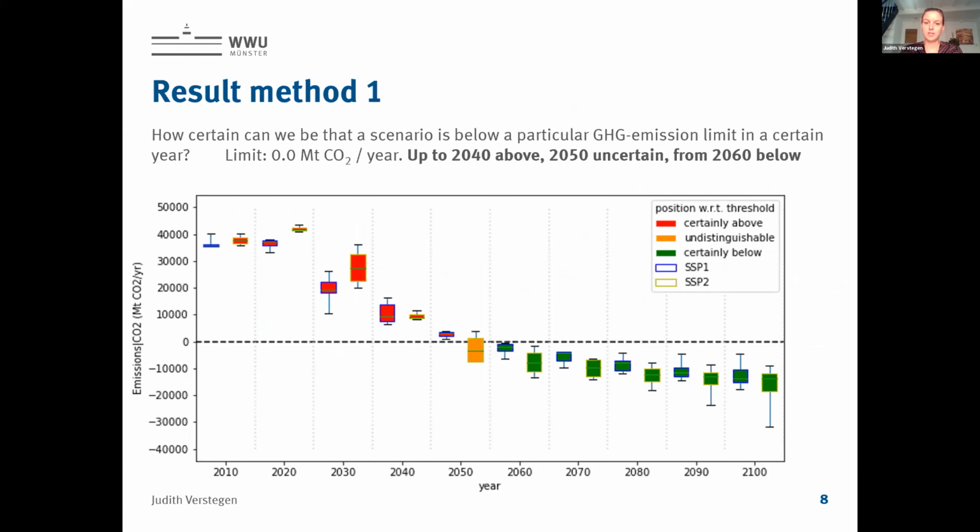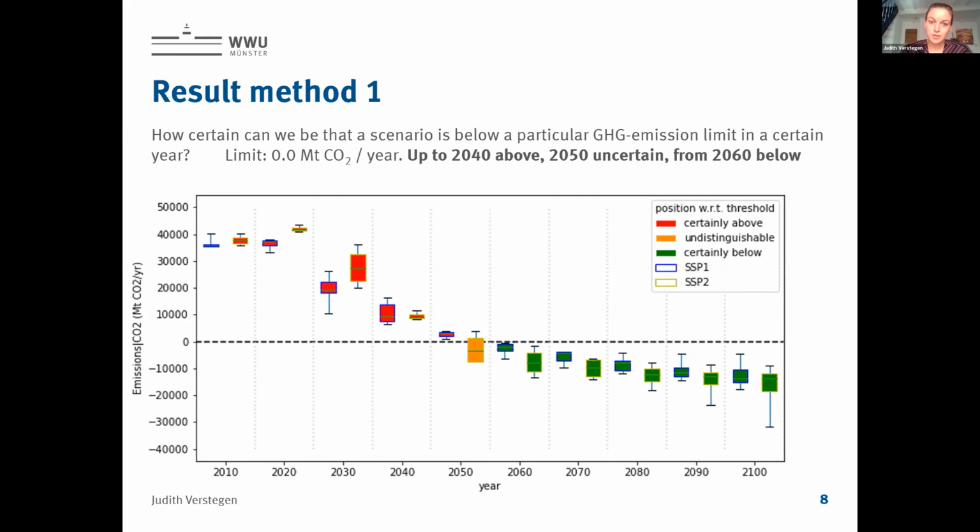So applied to the selection of scenarios from the SSP database, we can make this figure where we have the threshold of 0 emissions to evaluate. When we evaluate this threshold, we can color the box plots. In red, you see all model ensemble results that are definitely above this threshold, and with definitely in this case, I mean at least 95% sure. In green, we see all the ones that are definitely below. And in orange, we see only one box plot for which this question cannot be answered. In other words, it is indistinguishable whether it's above or below the threshold.